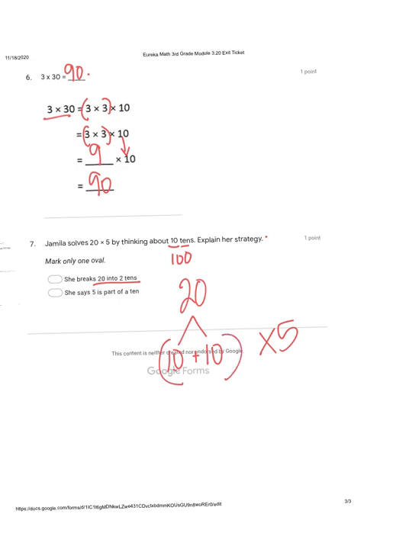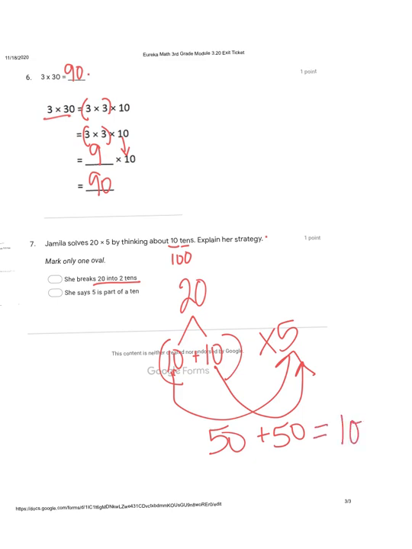So she can associate this. She can go 10 times 5 is 50. 10 times 5 is 50. 50 plus 50 equals 100. So the answer is she breaks 20 into 2 tens.